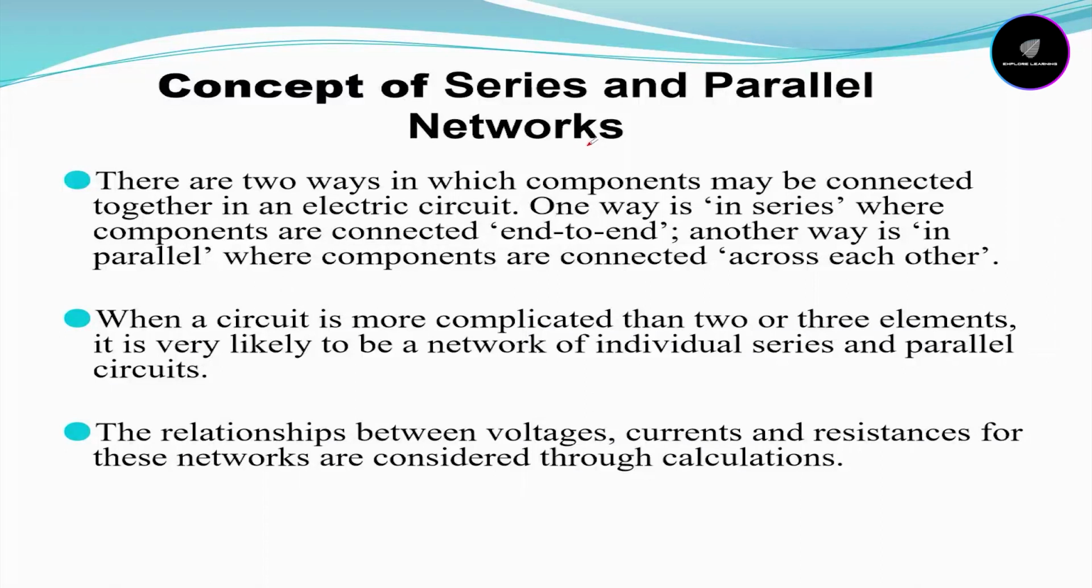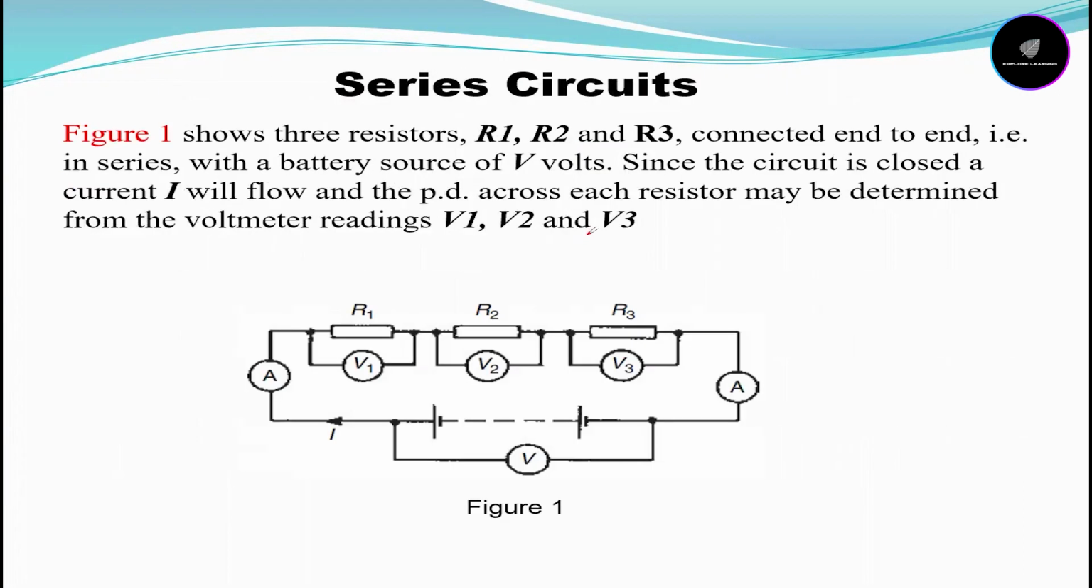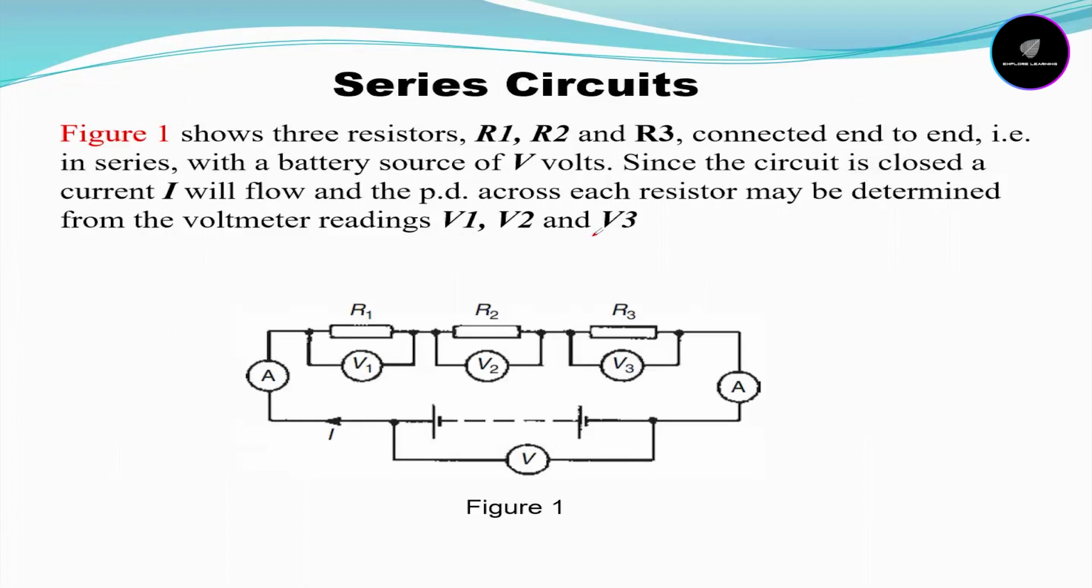When a circuit is more complicated than 2 or 3 elements, it's very likely to be a network of individual series and parallel circuits. Now let's begin with this diagram, which shows resistors connected end to end, that is, in series. With a battery source of V volts, since the circuit is closed, a current I is going to flow and the potential difference across each resistor may be determined from the voltmeter readings. We have V1, V2, V3.